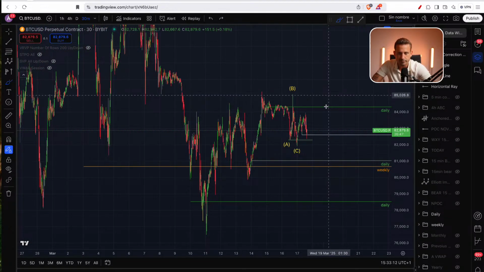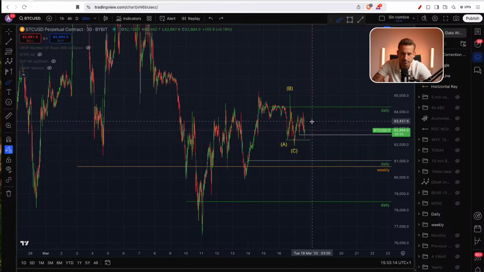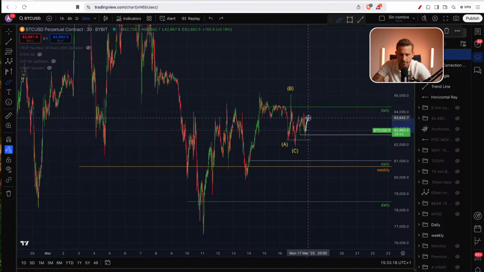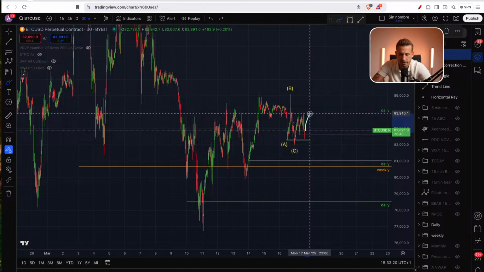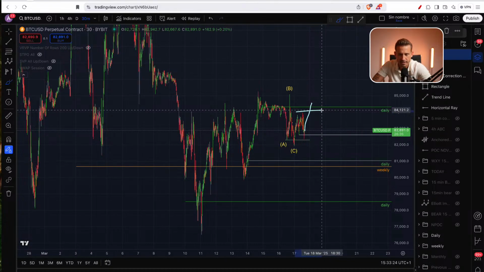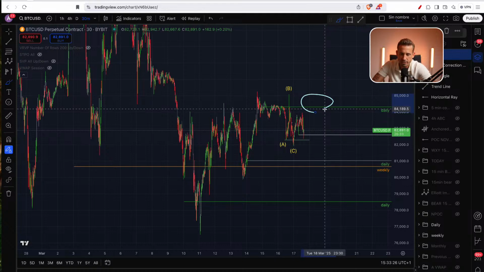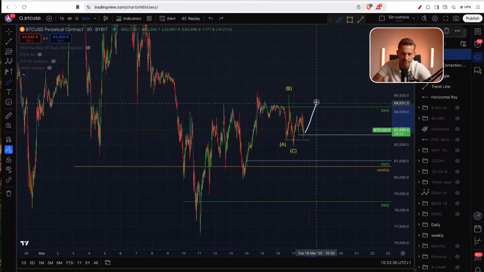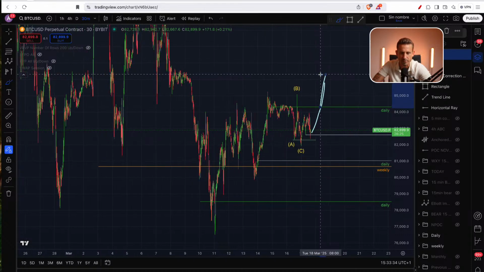I would not be interested in a short on the bounce here if we get back above today's highs. Me personally, I would give the bulls a chance. I would give them a chance to break out, or at least get a nice move up.